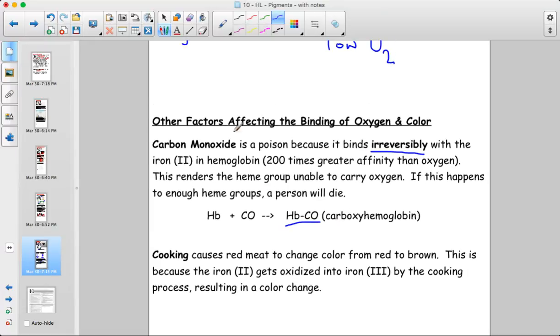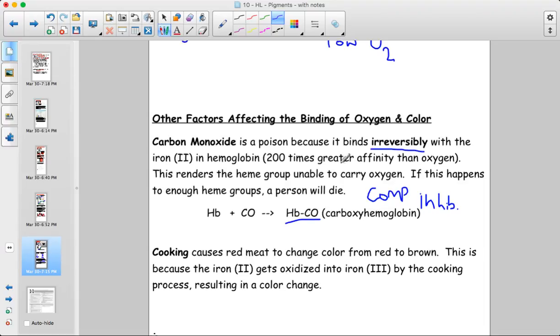So it effectively acts as a competitive inhibitor to that protein. Even though we don't really think of, let me write this. We don't really think of hemoglobin as an enzyme. The carbon monoxide effectively acts as a competitive inhibitor that irreversibly binds to the iron so that it can no longer carry out its function of carrying around the oxygen.